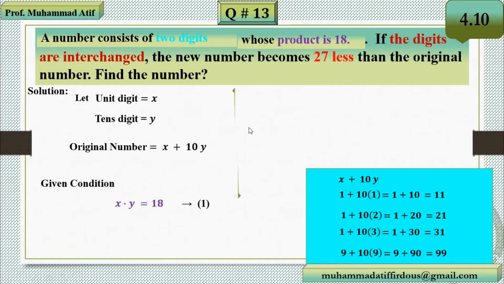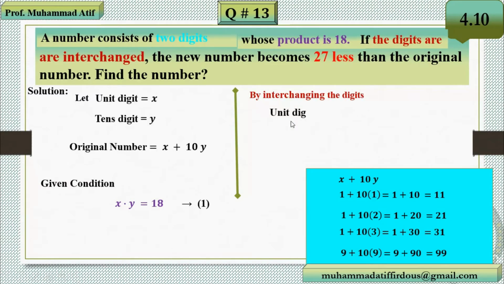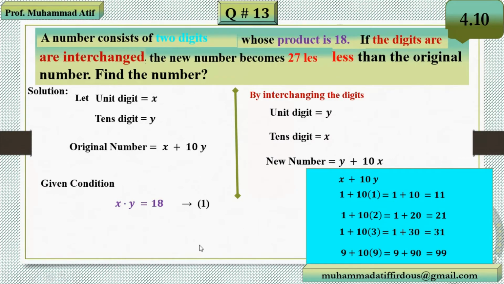x. So we suppose that after interchanging, the unit digit must be equal to y and the tens digit must be equal to x. So what is the shape of your number after interchanging the digits? This must be equal to y plus 10x. This time you have to multiply this x by 10. Got it? Okay, coming back to our statement, if the digits are interchanged, the new number is y plus 10x. This is your new number.